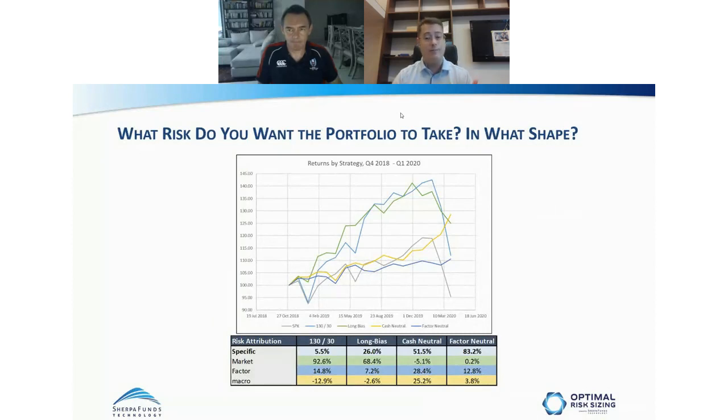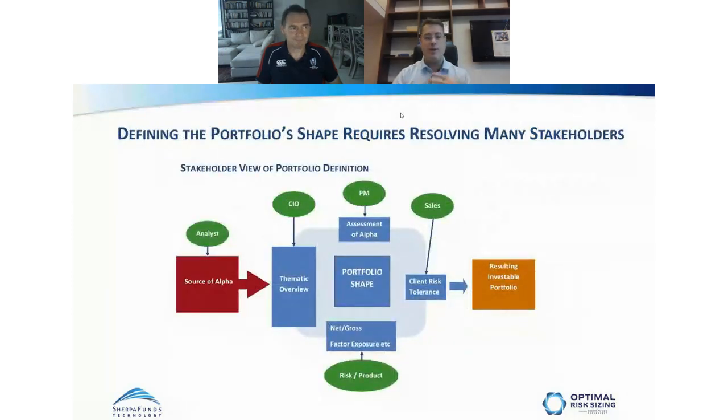Cash, the factor neutral, sort of steadily creep up. Now, any of these could be fine, and depending on what you've sold your investors, any of these are acceptable, but you have to make a conscious choice what shape you want and how does that align with your goals. And so then once you know the general shape of the portfolio, it comes into taking the details.